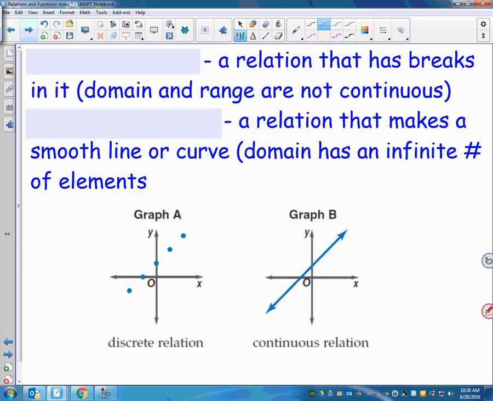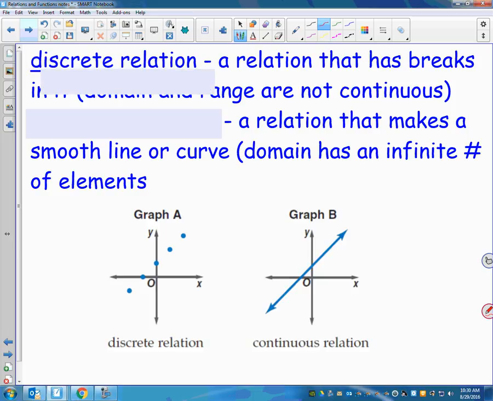So most of what we deal with are not just points, we deal with lines. So we want to talk about some vocabulary there. A discrete relation, discrete means it has breaks in it. So like the one that we just did, it's not just a connected line, it's just dots. Okay, that's discrete.